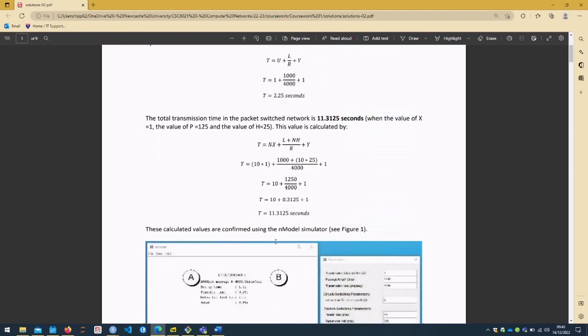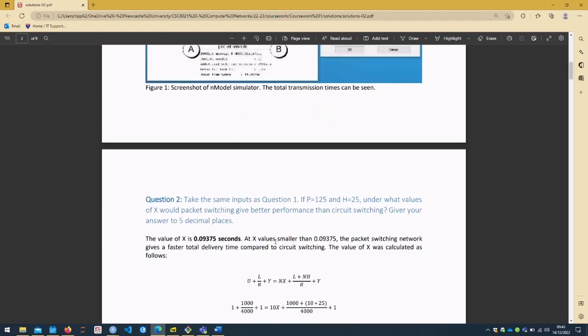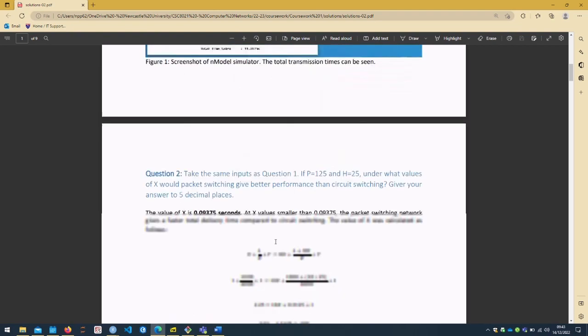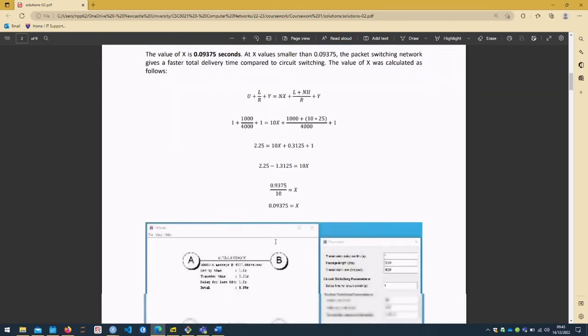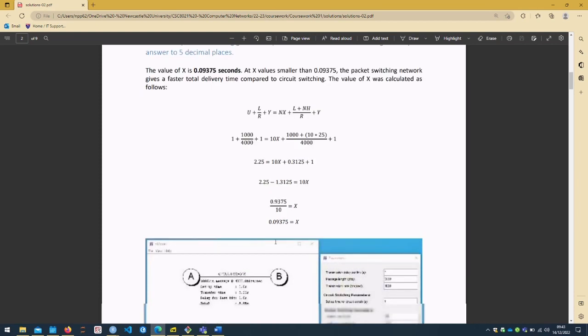And you can verify those using the model simulator. Then for question 2, if you take the same values, but in this case you want to figure out what value of x gives the same time for the packet and circuit switch network. So you're going to make an equation and solve for x.